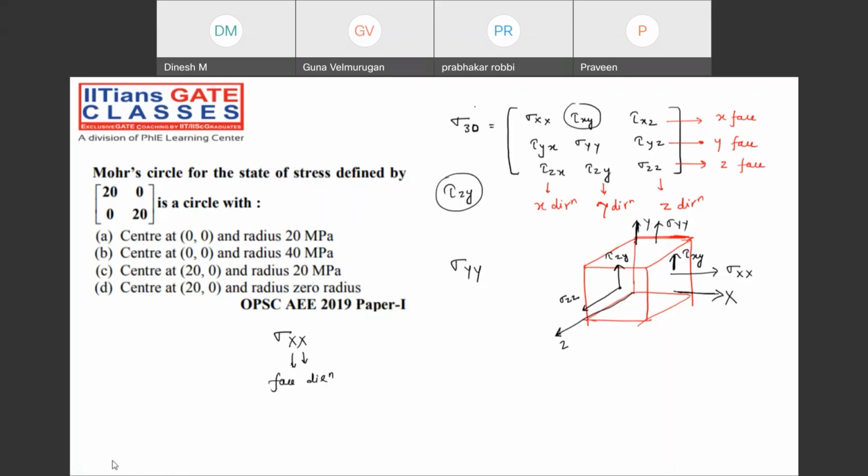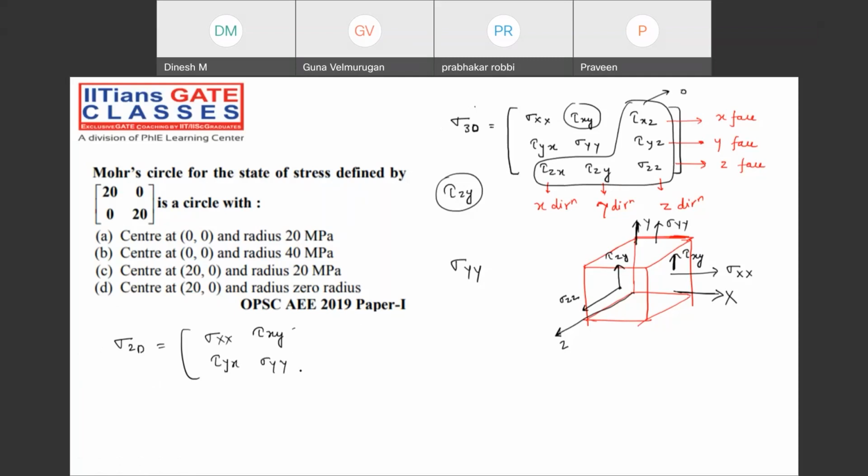Correct. In this particular question, my dear friend, the state of stress is mentioned by the matrix, and they are asking what will be the center for the circle. You know that this is the 3D stress. If I show you 2D stress, this part will be gone. This will be 0 for 2D stress. So the condition will be sigma xx, tau xy, tau yx, and sigma yy. This will be my condition for the 2D stress matrix, right?